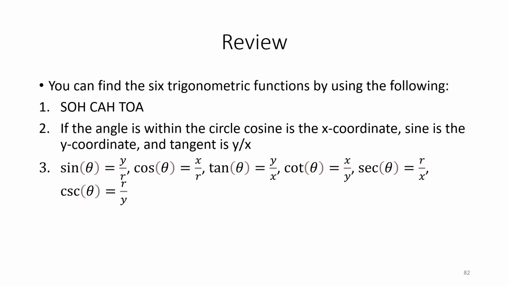In rule three, sine theta can also be expressed as y over radius. Cosine theta can be expressed as x over radius. Tangent theta is y over x. Cotangent is the reciprocal of tangent, so it's x over y. Secant theta is radius over x. And then cosecant is radius over y.